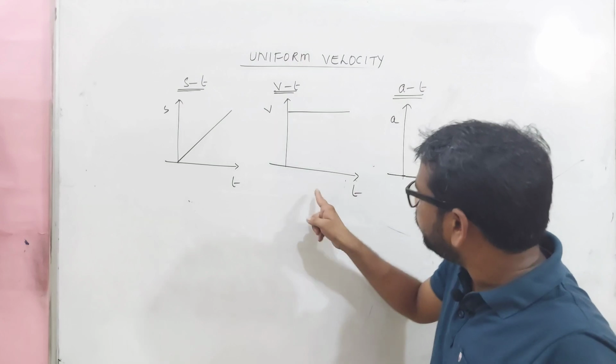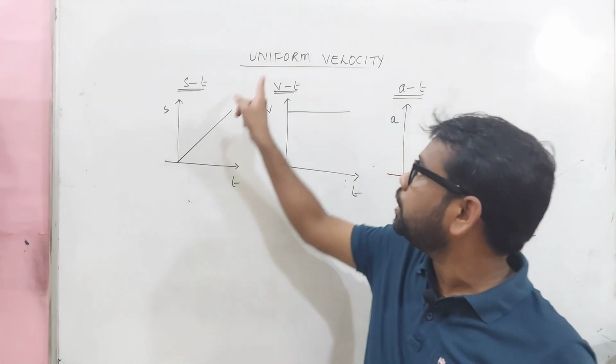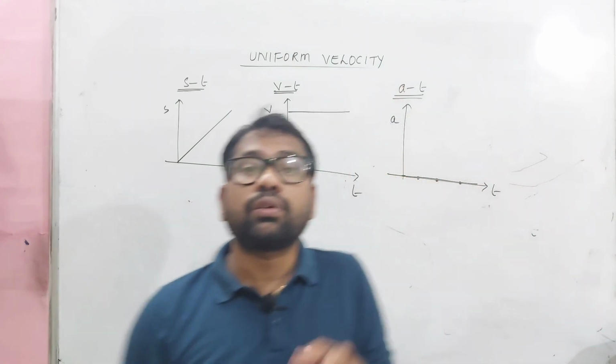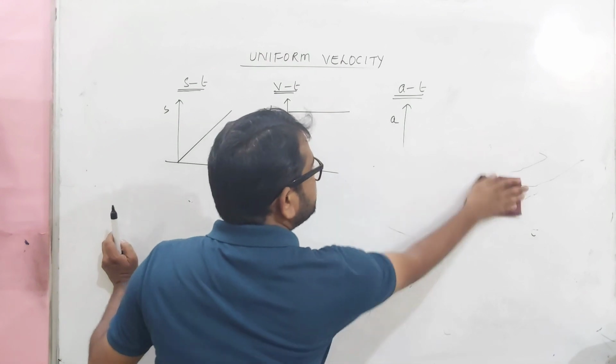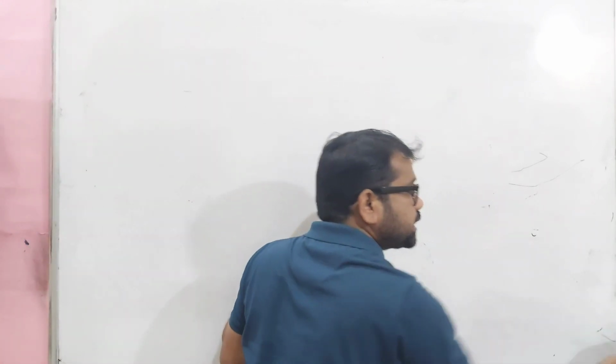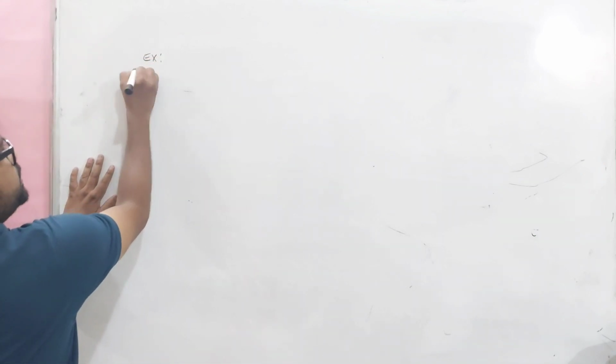Children, these three graphs will represent the same thing. What is that? The body which is moving with a uniform velocity. Children, this is how the conceptual questions will be asked, how the application questions are asked based on the displacement time graph or the velocity time graph. So let us see, children.